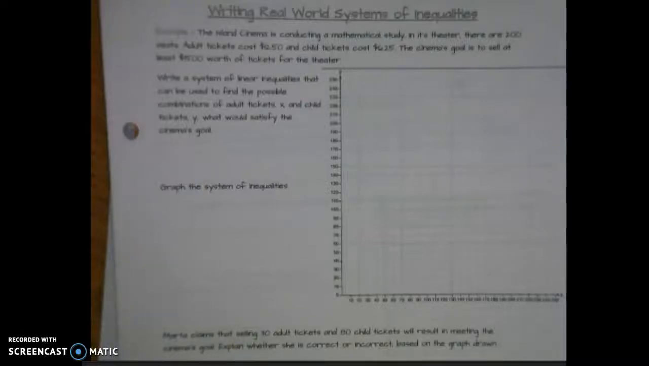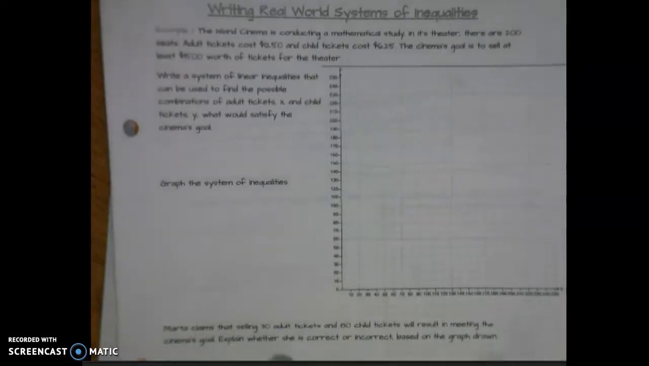Everyone, in this video we will be writing real-world systems of inequalities. So that's basically word problems. If you are in Ms. Drake's class, we are on page 45 in your Unit 3 packet.